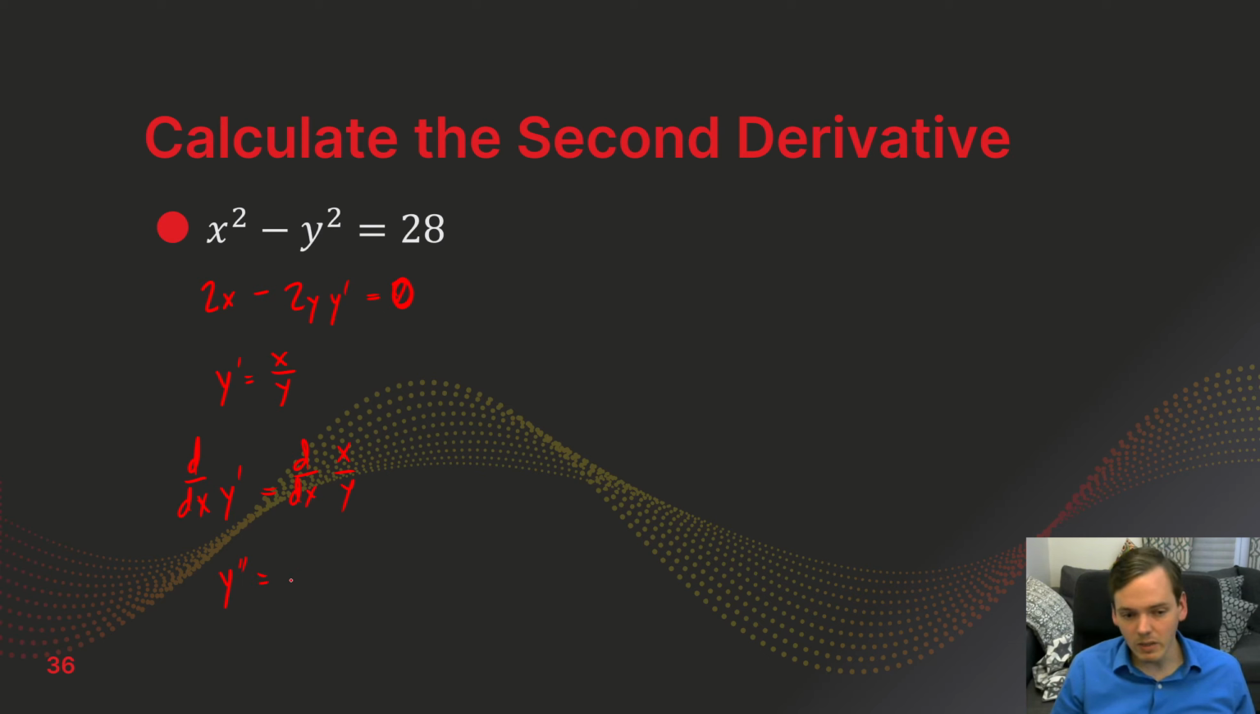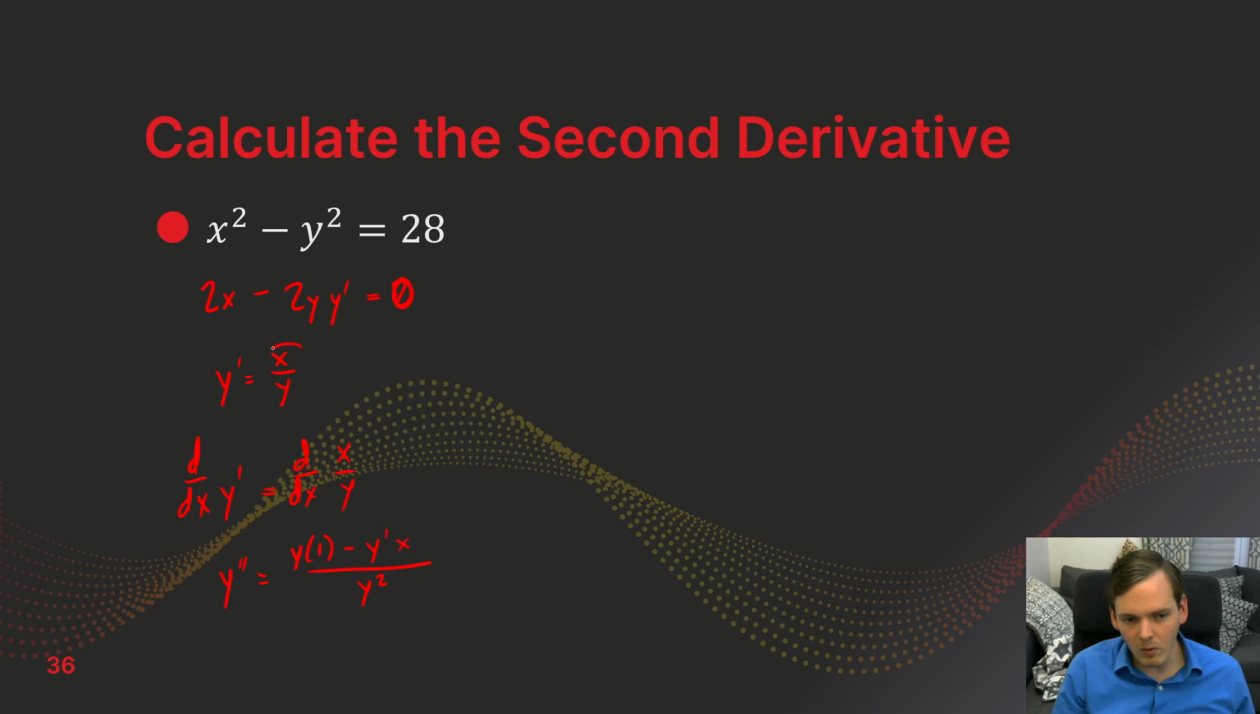On the right side, we need to use our quotient rule. So that's y times x prime, which is just 1. Let me write that in. So y times 1 minus then the derivative of the y, so y prime, times x, all divided by y squared. Now the problem here is this isn't a function because it's got this y prime in it.